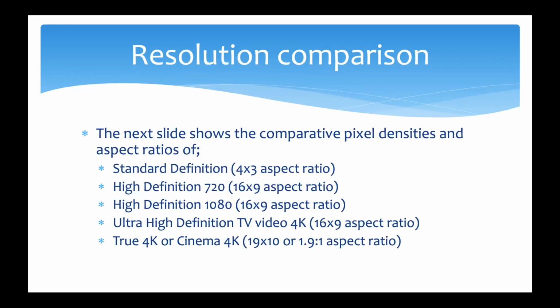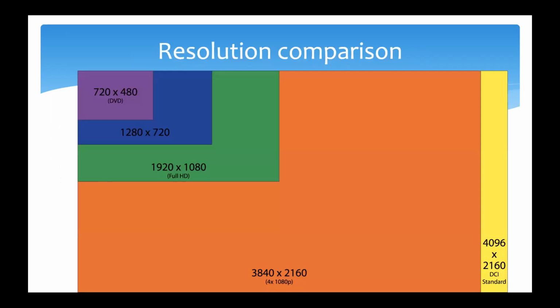All right. Here's going to give you examples of the 5 different pixel densities of standard def, high def 720, high def 1080, ultra high def 4K, and true cinema 4K. And that's here in this slide. So you can see the relative screen sizes and sort of pixel densities, right? And what I mean is if you took that green square for HD, you could put it in 4 times inside that orange square of 4K. You could take the blue square of 720 and put it in 9 times, maybe, et cetera, et cetera.